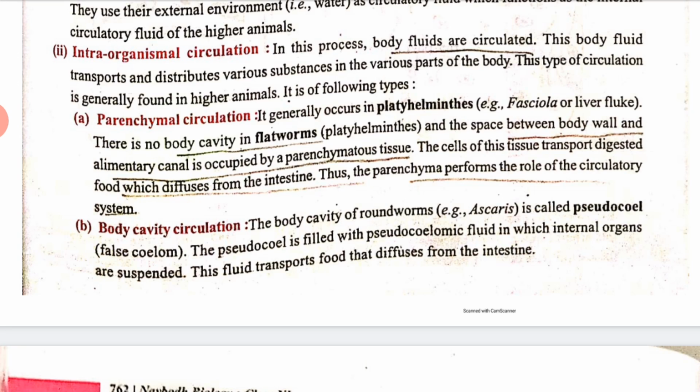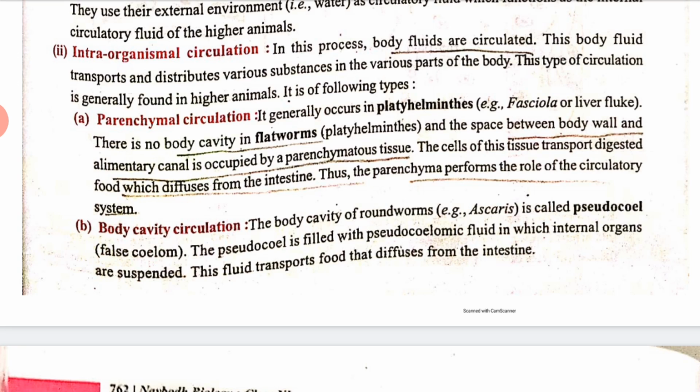In parenchymal circulation, it generally occurs in platyhelminthes, means the liver fluke and all these types. There is no body cavity in the flatworm, so in these types they perform parenchymal circulation, because their body is flat and no body cavity is present inside it. Now when we talk about body cavity circulation, that means the body cavity of roundworms, like Ascaris, we have the example. In this type, it depends on the shape and size of the body of the organism.